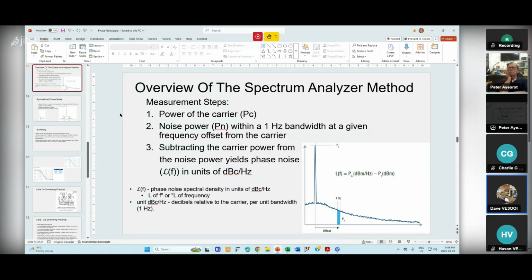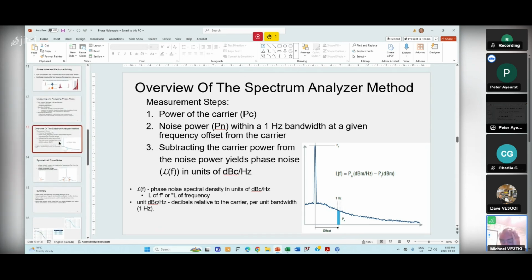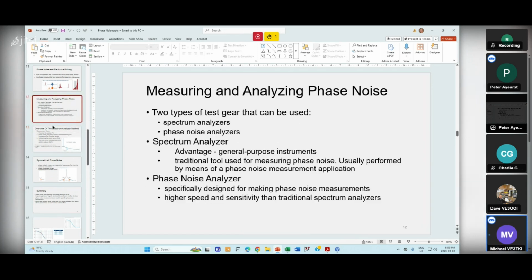And I'll bet if you did that, you might find that the overall noise level relative to the carrier could conceivably, I don't know, be halfway up that peak.